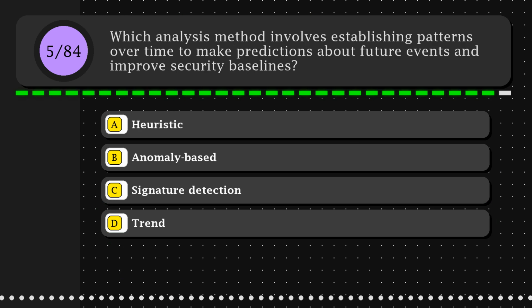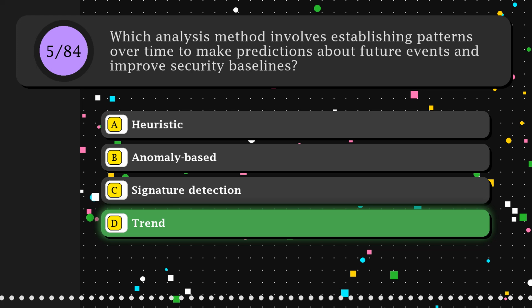Question 5. Which analysis method involves establishing patterns over time to make predictions about future events and improve security baselines? Option A. Heuristic. Option B. Anomaly-based. Option C. Signature detection. Option D. Trend.